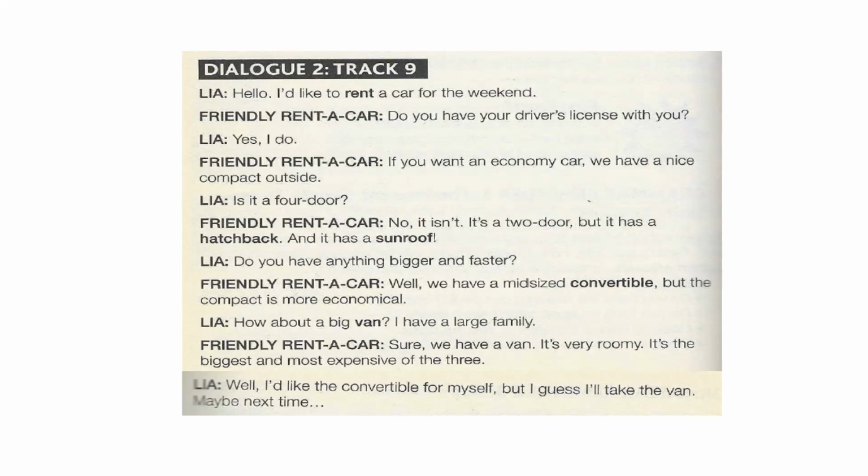Leah, how about a big van? I have a large family of 22 children. Friendly Rent-a-Car: Sure, we have a van. It's very roomy. It's the biggest and most expensive of the 3. You're lucky he told you it was the most expensive. Leah: Well, I like the convertible for myself, but I guess I'll take the van. Maybe next time.